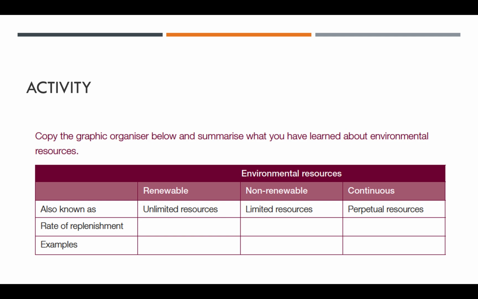Now, what I want you to do, I want you to copy this table in your books, and I want you to go through these three categories. Okay, so we've been through the three categories of the resources. Okay, and I want you to do these two. Okay, so rate of replenishment for renewables. Okay, if you look back in the slides, it will tell you how long it takes to replenish. Okay, for each and every one, and I want you to think of an example for each one as well. Even better if you can get an example that wasn't on the PowerPoint. Okay, you get a gold star for that one.